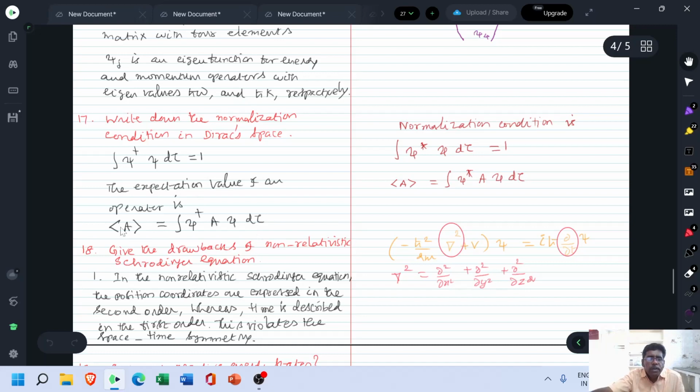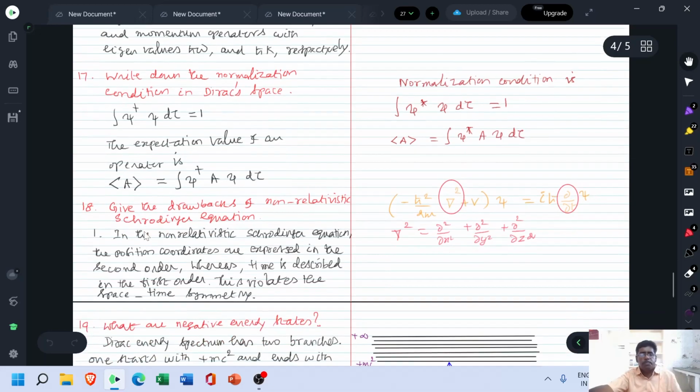But in Dirac's field, the relativistic case, the expectation value of an operator A is the integral of psi dagger A psi d tau. This is called the expectation value or most probable value.